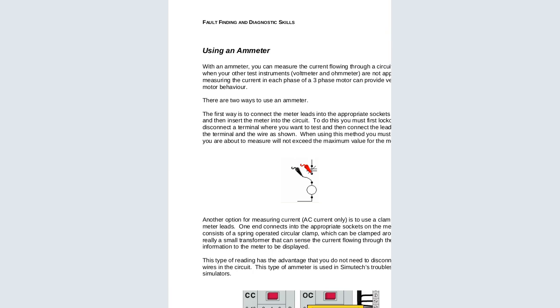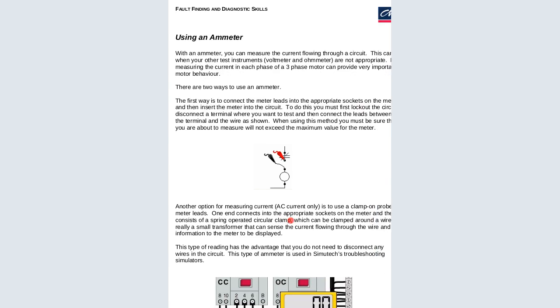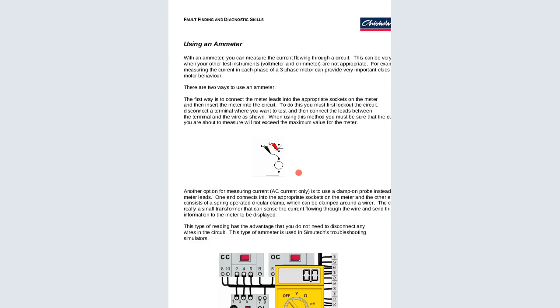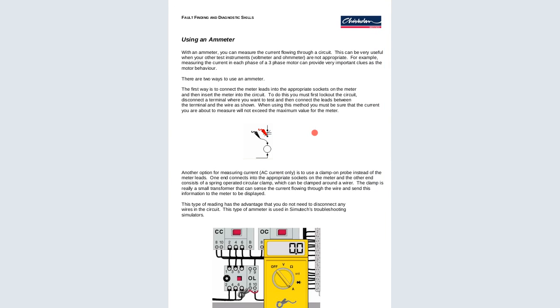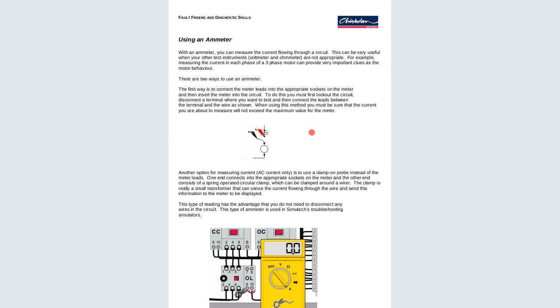Next we go to an ammeter. An ammeter is used to check current. With an ammeter, you can measure the current flowing through a circuit. This can be very useful where other test instruments, voltmeter and ohmmeter, are not appropriate. For example, measuring the current in each of the three phases can provide very important clues.